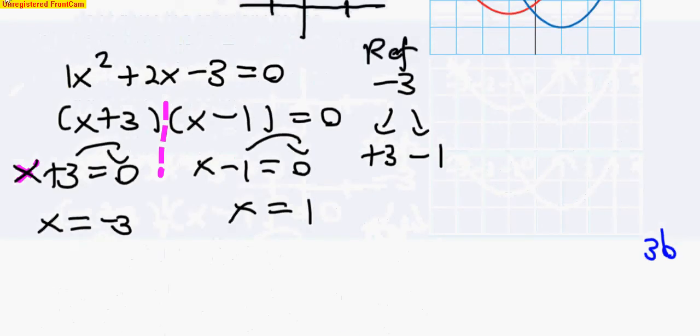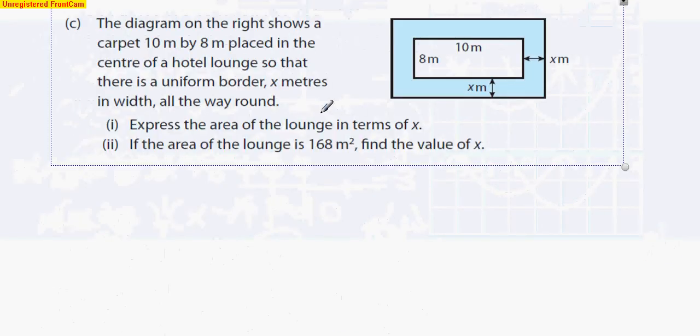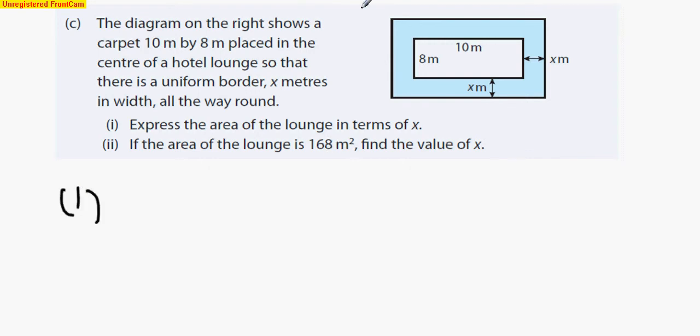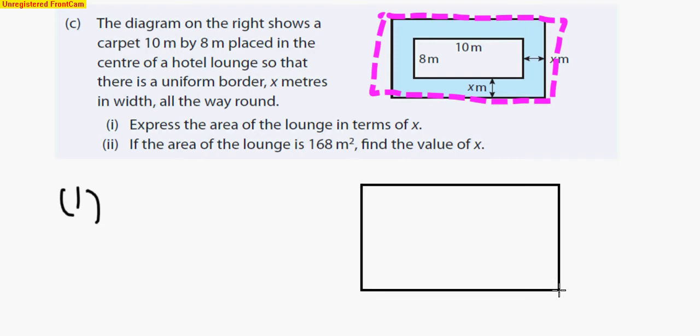Now, next question after that. The diagram on the board shows a carpet of 10 by 8 placed in the center of a hotel lounge so that there's a uniform border of x meters in width all the way around. Express the area of the lounge in terms of x. Now the area of the lounge is the area of the full thing. Okay, so the area of the full thing, if we were to draw a similar looking box here, what the area is, it's going to be from here to here is 10.